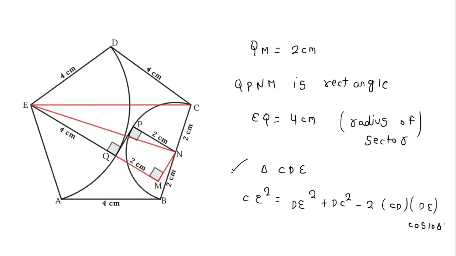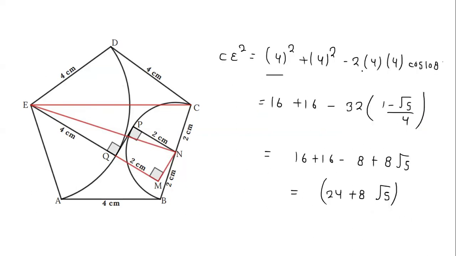If you look at the triangle CDE, this is C, this is D, this is E. We know this is 4 centimeter, this is 4 centimeter, and this angle is 108 because it is a regular pentagon. So you can easily find this side by applying the cosine rule, which is CE square is equal to DE square plus DC square minus 2 times CD multiplied by DE multiplied by cos of 108. So this is 4 square plus 4 square minus 2 times 4 multiplied by 4 and cos of 108. Cos of 108 is (1 minus root 5) divided by 4. And after simplifying it will come as 24 plus 8 root 5, which is equal to CE square. So we know this distance.